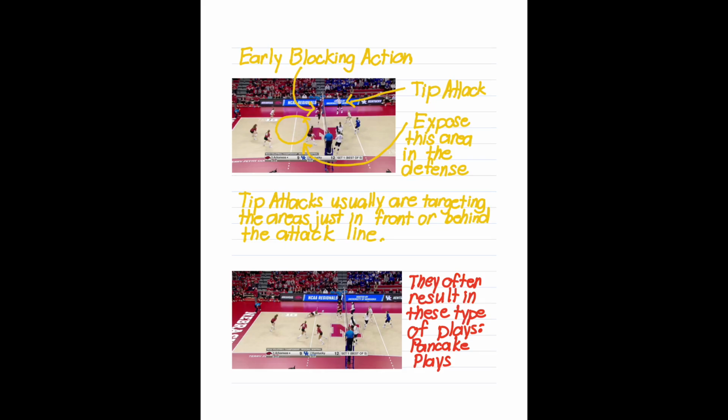So, in cases where we have early blocking action prior to an attack, our attacker may purposely attack the ball using the tip attack. What they want to do is expose the area that we have circled here in the defense, usually between the front row players, the blockers, and the back row players behind the attack line, to expose the attack line area in the defense, usually the middle of the defense.